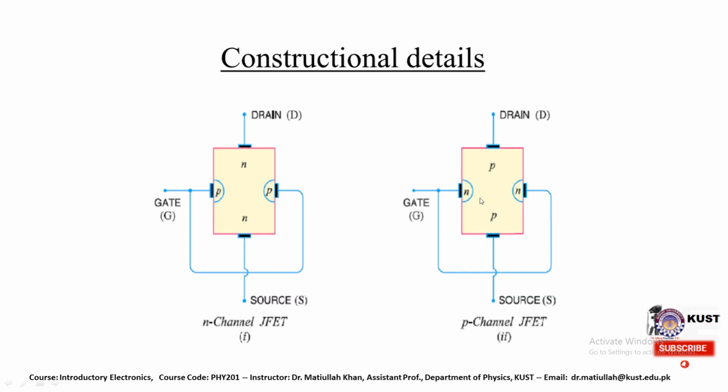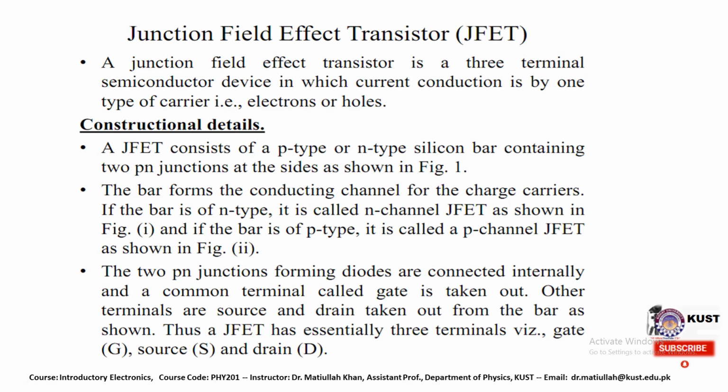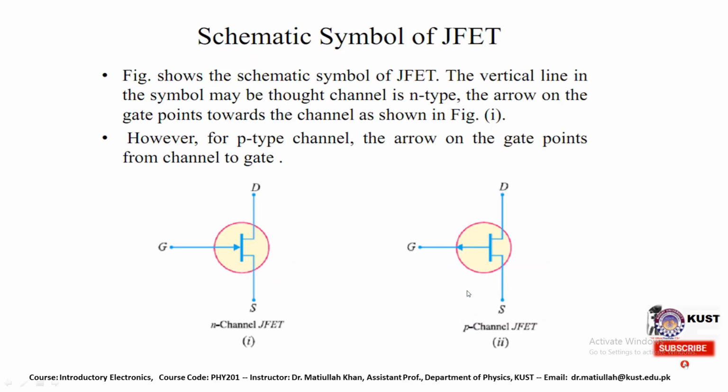If you look at the P channel junction field effect transistor, then the channel is made of P, and N type material is present at the gate region. In this way, this is the basic construction of field effect transistors. The p-n junction forming diodes is connected internally to a common terminal called the gate, and that is taken out, and the other terminals, the source and drain, are taken out from the bar that is represented here.